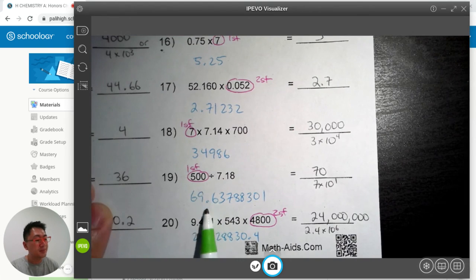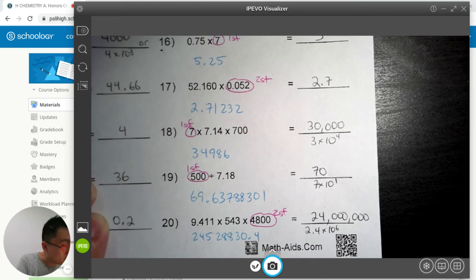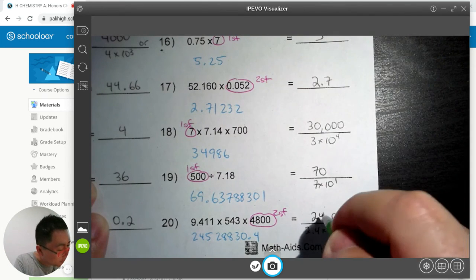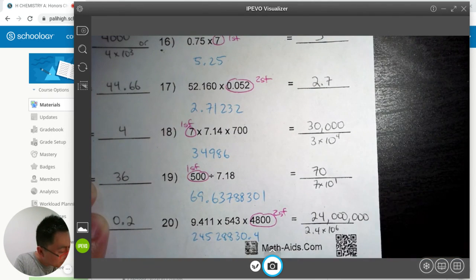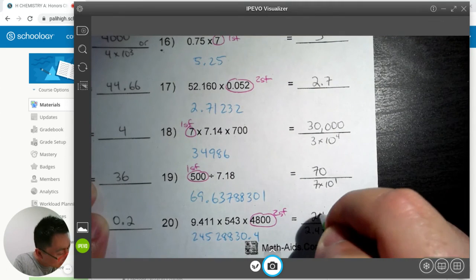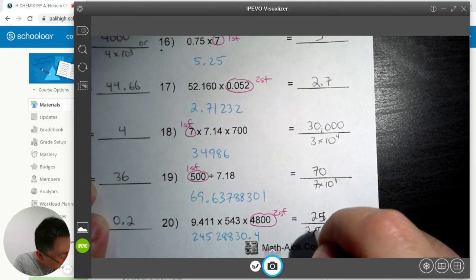Question number 19, 1 sig fig, this rounds to 70. Number 20, 2 sig figs because of the 4,800. Well, the first number is a 2. After that, this rounds up to a 4, rounds up to, oh, did I do that wrong? Then that rounds up to a 5. Yeah, so that would be a 5, or 2.5.